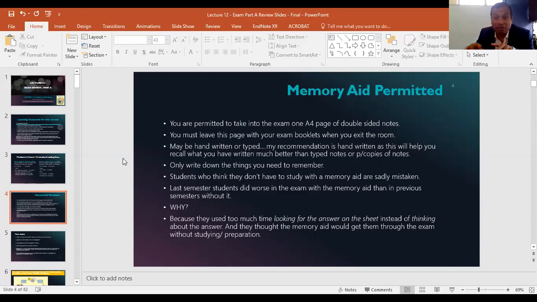So are the A4 double-sided notes allowed? Yep, the A4 page, double-sided notes. Okay, for the memory aid, yes, it is there.